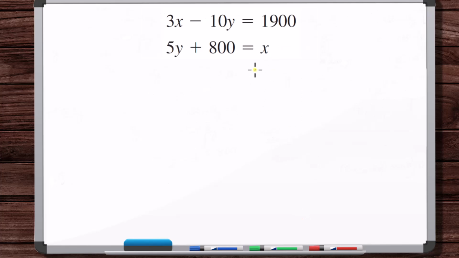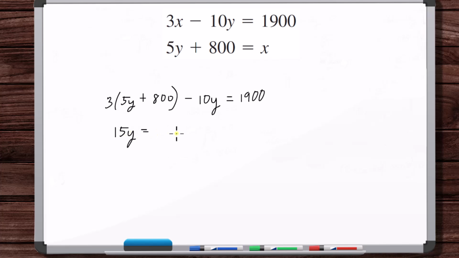Okay, so we can use substitution here. We already have x. Let's plug this x into the first equation. So 3 times 5y plus 800 minus 10y is equal to 1900. So 15y, 8 times 3 is 24.